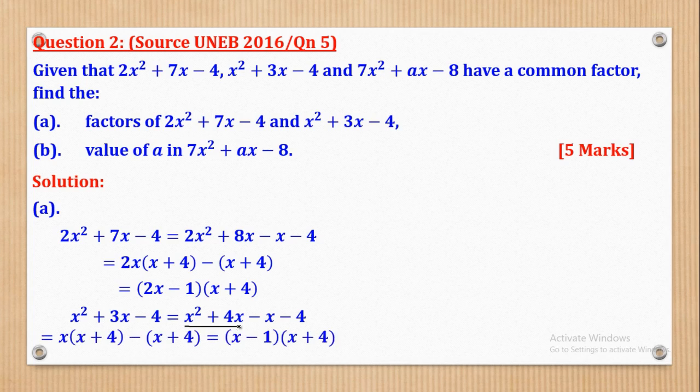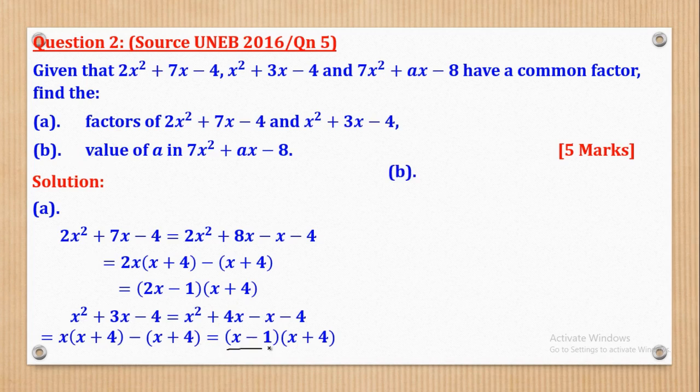For these two, the common factor is x, so in the bracket we shall remain with x plus 4. This one, the common factor is negative 1, so we shall remain with x plus 4 in the bracket. So x plus 4 is common, therefore we shall remain with x minus 1, which is here. So those are the factors in part A which they wanted. Now we shall go to part B.